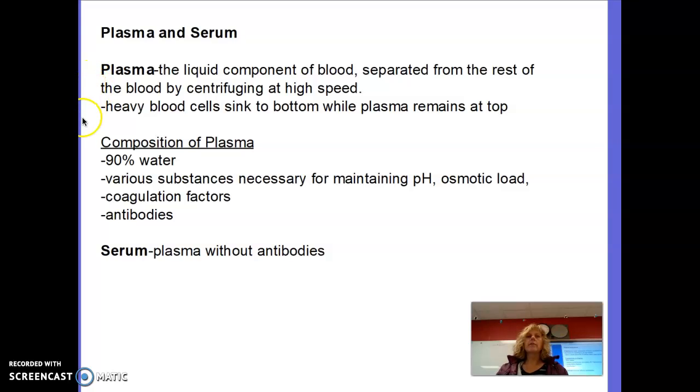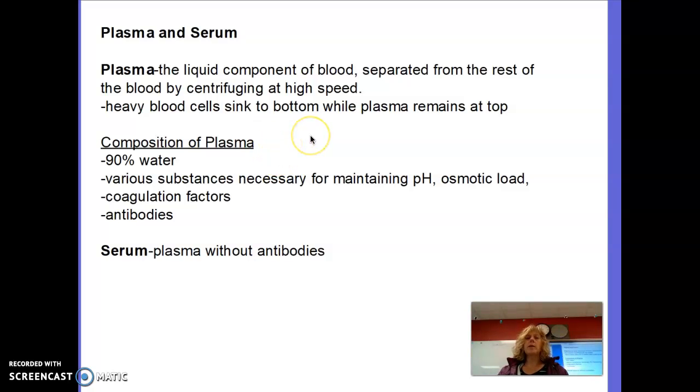So they spin it in kind of a centrifuge, and then the heavy parts of the blood sink to the bottom. The plasma is lighter, and it goes to the top, and they just sort of siphon it off, and they harvest that plasma, and the rest of your blood parts, they just put right back into your body.